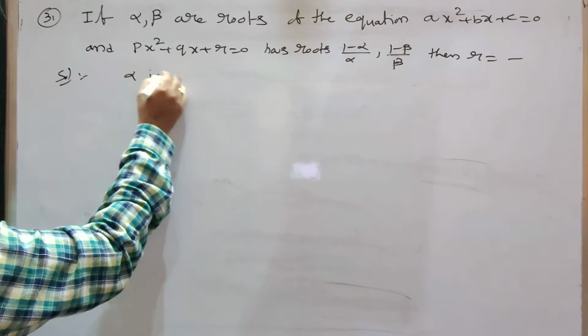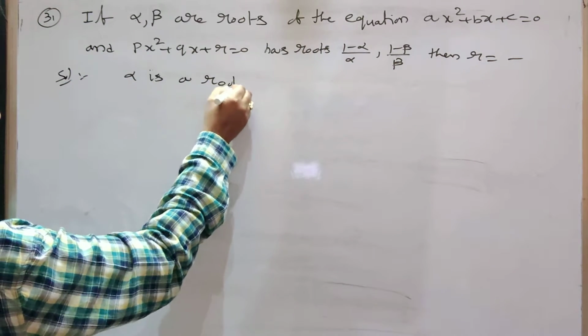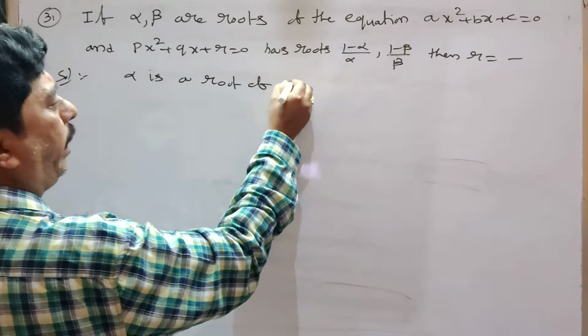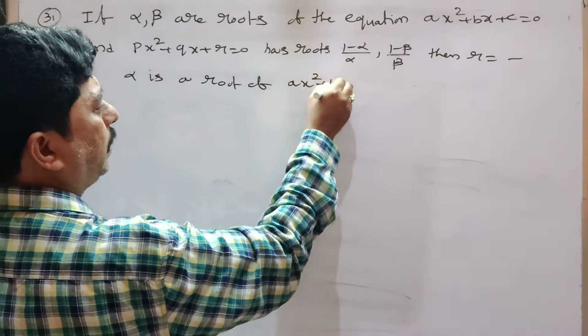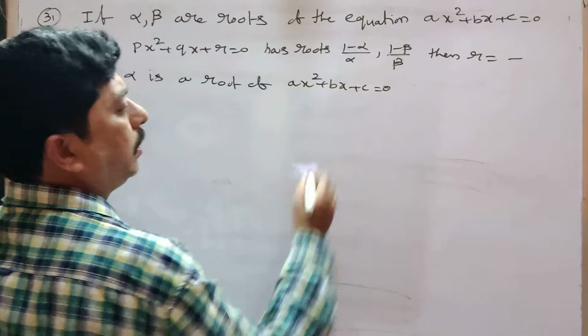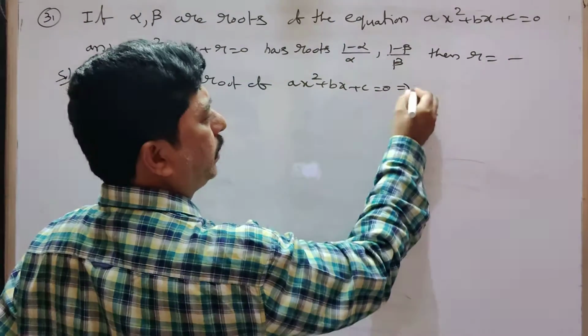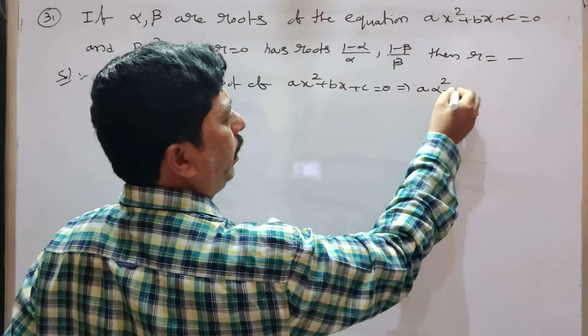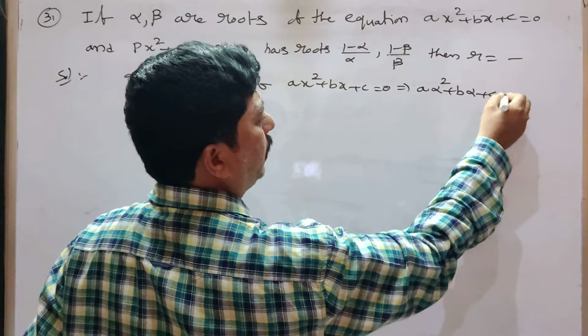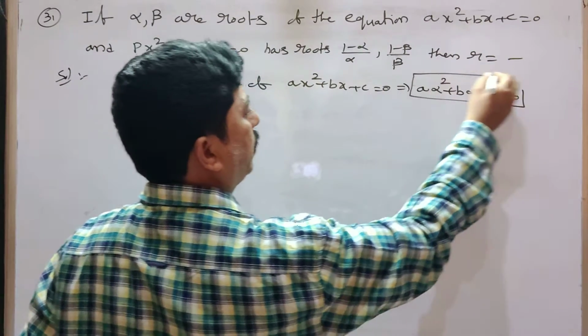Alpha is a root of ax square plus bx plus c. That means alpha satisfies the equation. In place of x, you can substitute the alpha. A alpha square plus b alpha plus c equal to 0. This is equation 1.